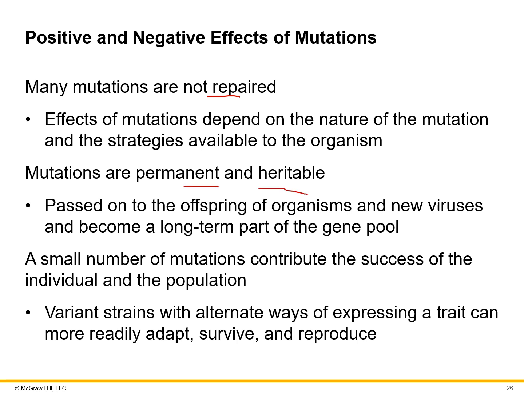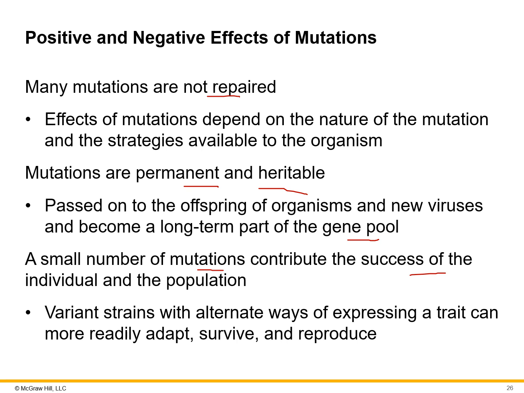So all the offspring after that mutation are going to receive that mutated version of the DNA. So that becomes a big part of the overall gene pool for that organism. And a small number of these changes or mutations can contribute to the success of that population. So especially thinking about antibiotic resistance.